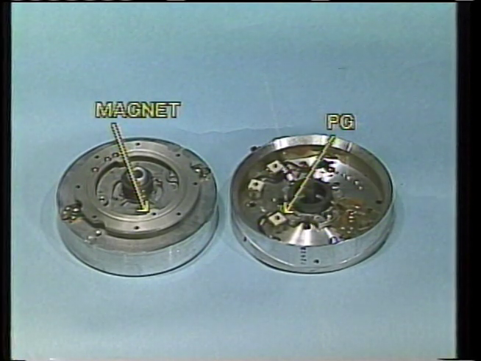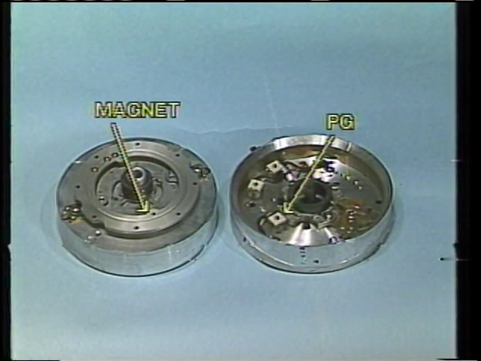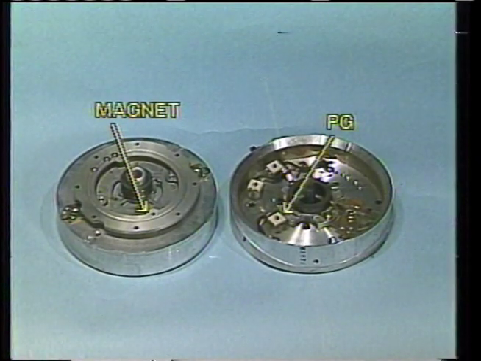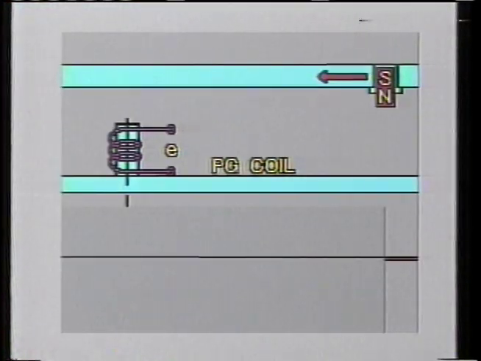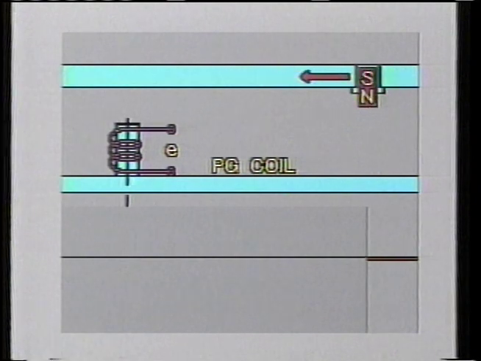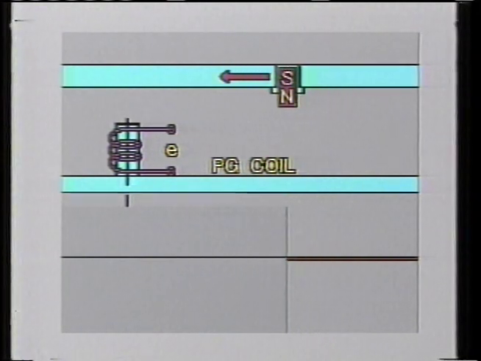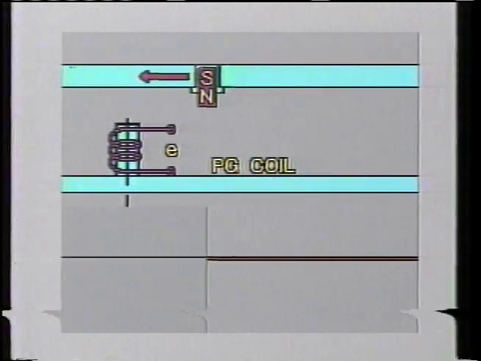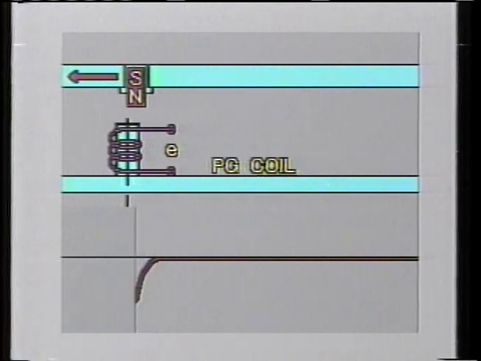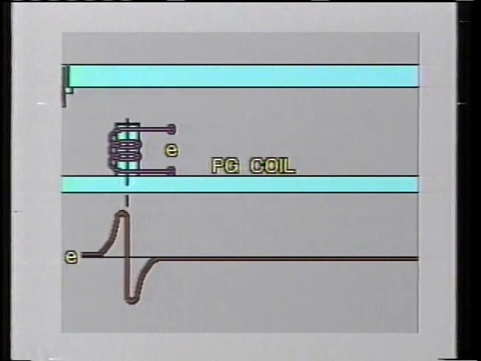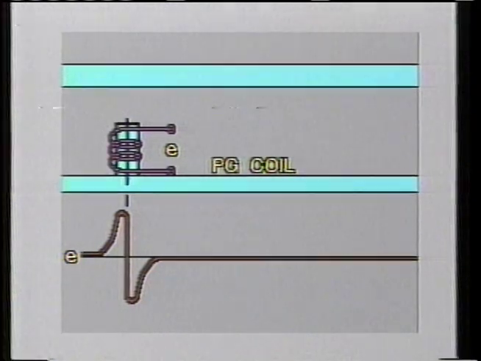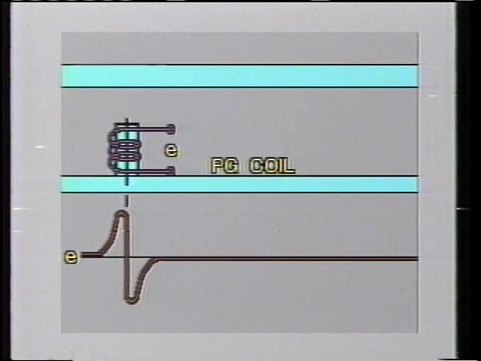The pulse generator is built into the upper drum and consists of a revolving magnet that is part of the head and a coil which is built into the lower drum. Each time the drum makes one revolution, the magnet passes above the coil, generating a pulse. The phase and frequency of these pulses can be used to determine rotation speed.